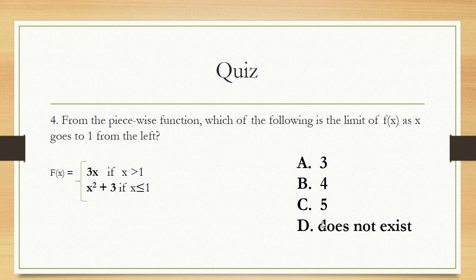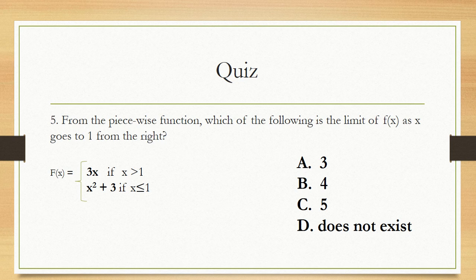Number 4. From the piecewise function, which of the following is the limit of f of x as x goes to 1 from the left? Is it A, B, C, or D? Pag sinasabing from the left of 1, it means sa left ng 1 ay 0, -1, and so on. That means mga maliliit sa 1. It means ito yon, yung x less than or equal to 1 kasi maliit sa 1. When substitution, we have x squared plus 3 as x goes to 1, ano kaya ang value nito? Is it A, B, C, or D?